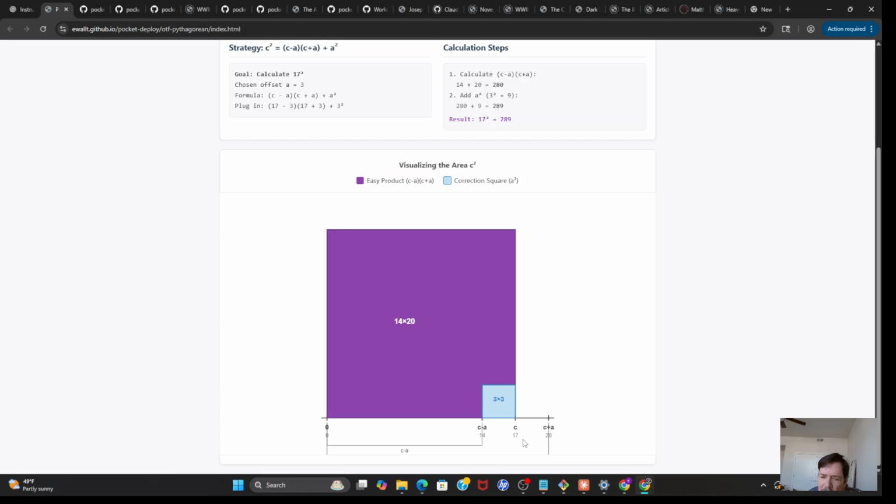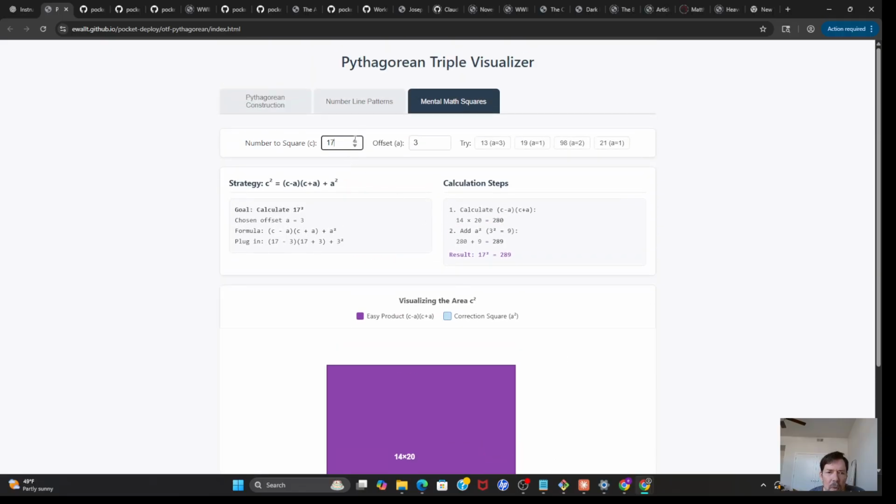So you can look at it in 2 ways. One is you can just think about the number line. That's easy to do. We're saying we want to know what 17 squared is. So we do 14 times 20, which is 280, and add 3 squared, which is 9. We get 289. Or you can think of the visual geometrical representation. So let me give another one here. I'm going to use 37 here. And here I'm going to choose 13.